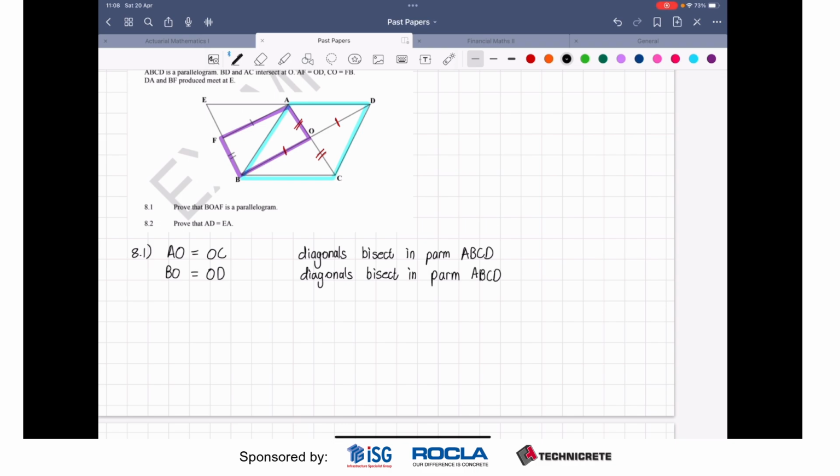Okay, then I'm going to say, therefore, AO equals BF, and AF equals BO. Therefore, BOAF is a parallelogram. And the reason is opposite sides equal.